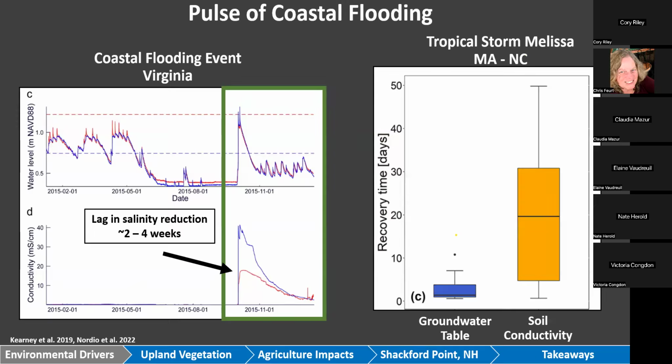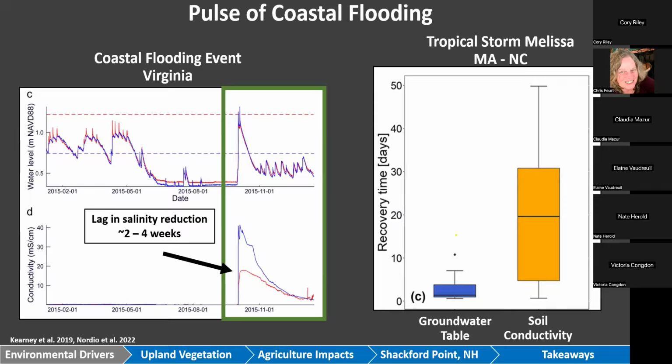2022, where they set up groundwater level recorders and conductivity measurements pretty deep in the root zone of an upland forest in Virginia. And they looked at it for the course of an entire year to see what might be driving long-term changes in salinity.